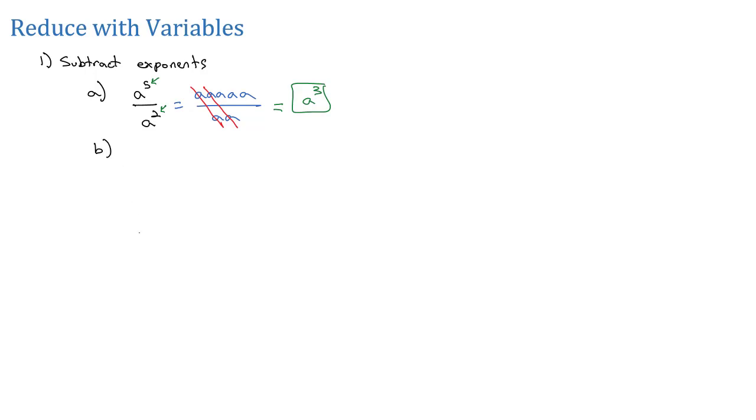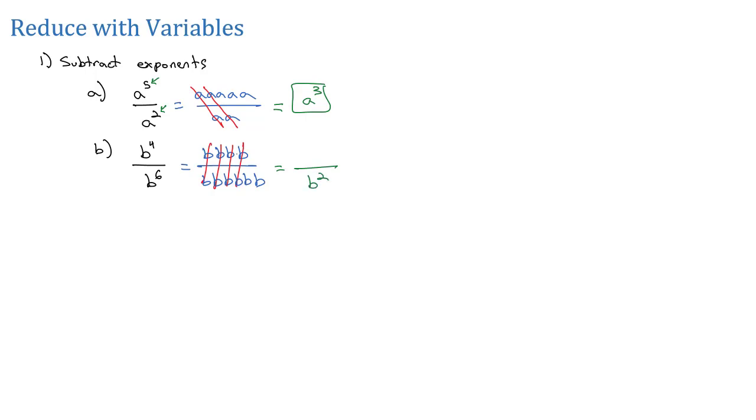Now, we want to be careful. What happens if the bigger number is in the denominator? Let's say we've got b to the 4th over b to the 6th. Now, 6 minus 4 is 2, but let's look at what that means. So b to the 4th means we've got 4 b's, and b to the 6th means we've got 6 b's. And then if I go through and reduce out the common factors all the way across, we see there's 2 b's left. But notice where those 2 b's are. Those 2 b's, or b squared, is in the denominator.